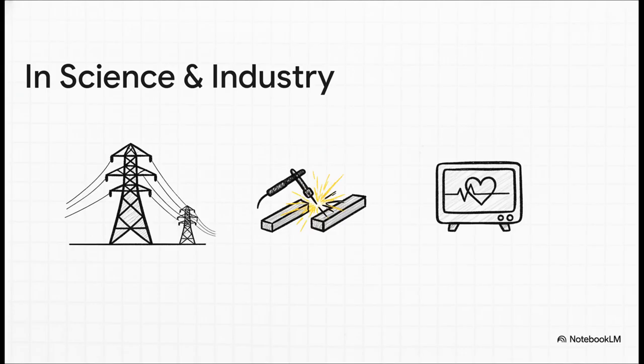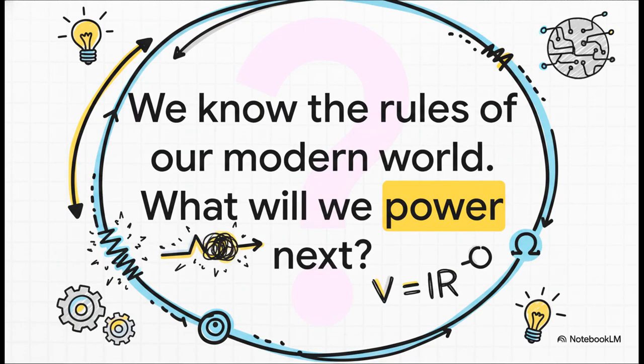They're used in heavy industry for things like welding metal together. And they're even used in medicine to read the incredibly faint electrical signals coming from your own heart with an ECG. So you see, current, resistance, and Ohm's law, they aren't just things you memorize for a test. They are the fundamental language of our modern, technological world.